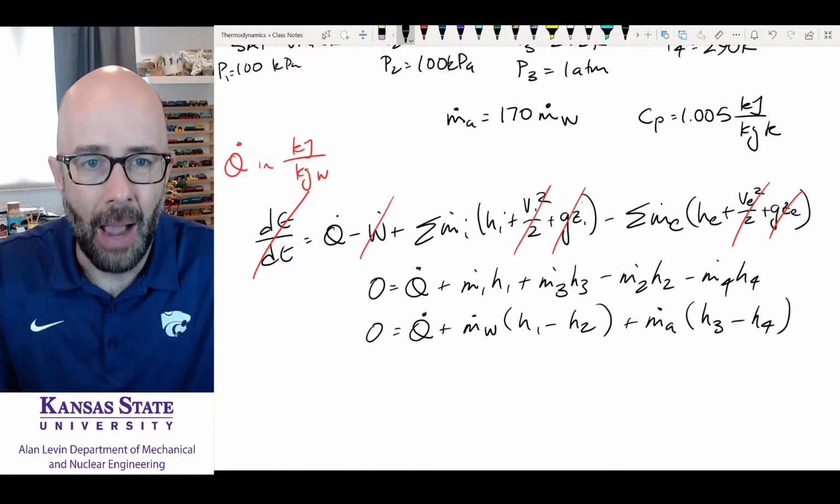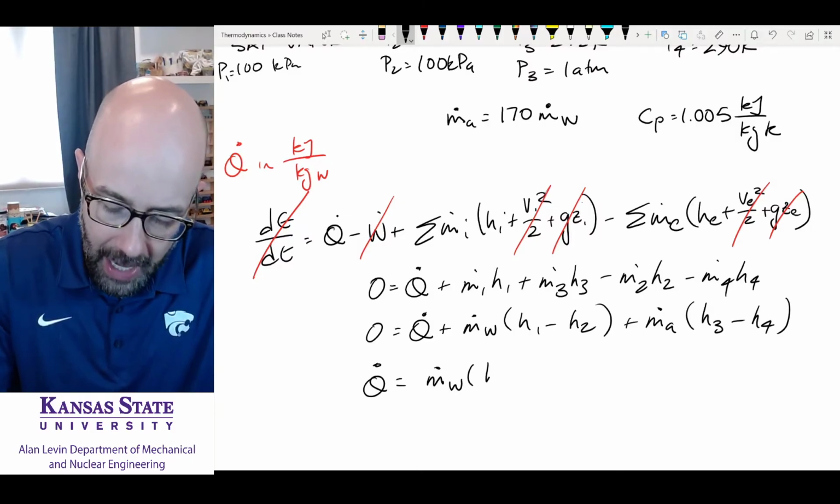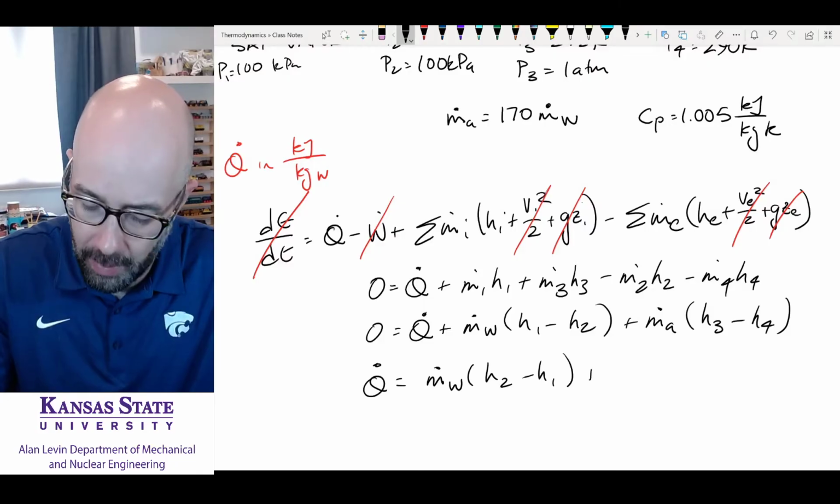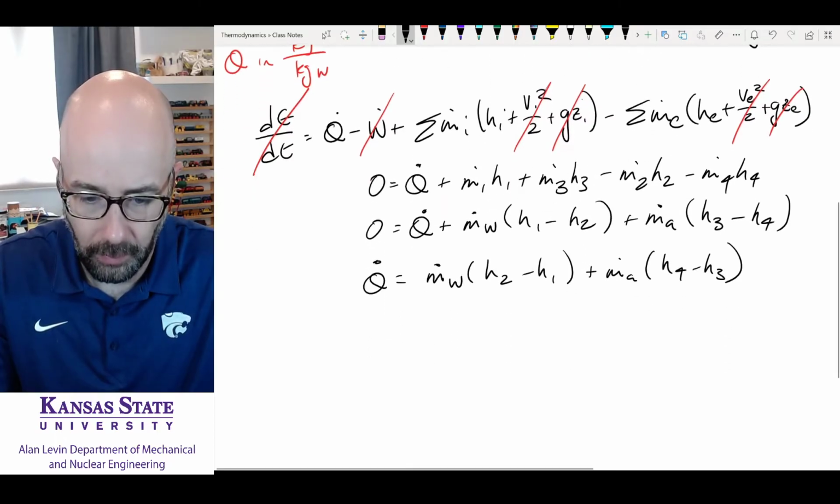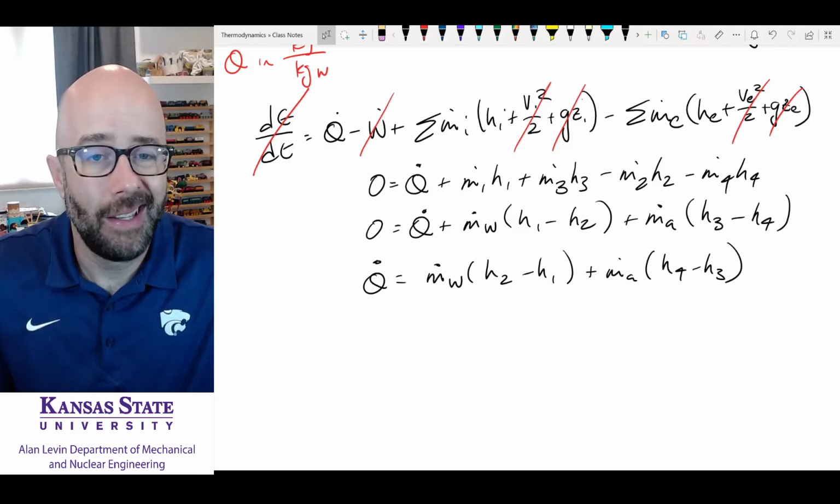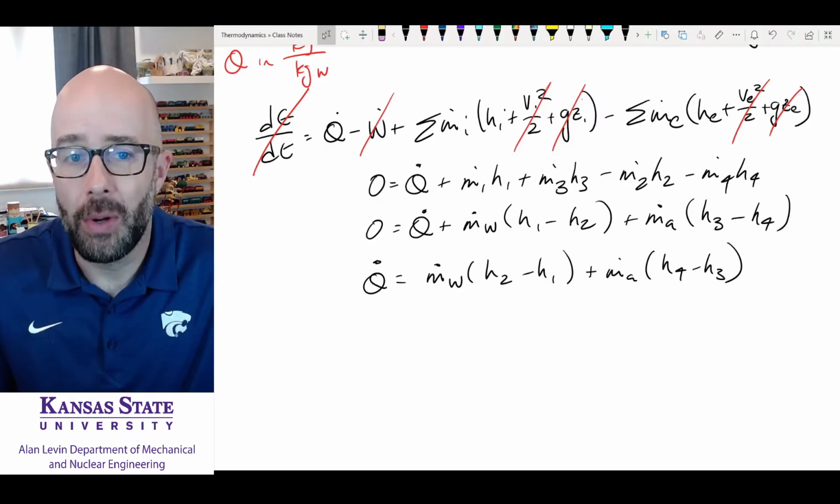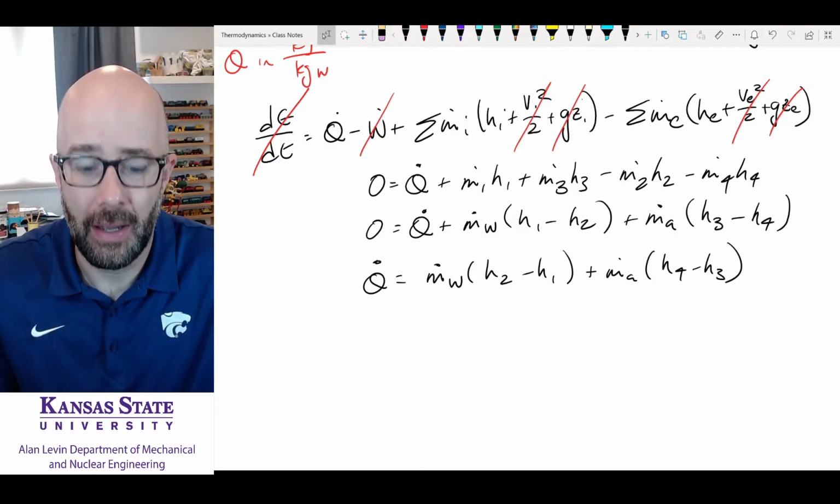Okay. I'm trying to solve for q dot, so I move this over here and say q dot is equal to mass flow rate of my water times h2 minus h1 plus mass flow rate of my air times h4 minus h3. All right. Now we start getting it. We've got it down to where we need to. Now we go to the problem statement and find out what information we have that we can put in here.